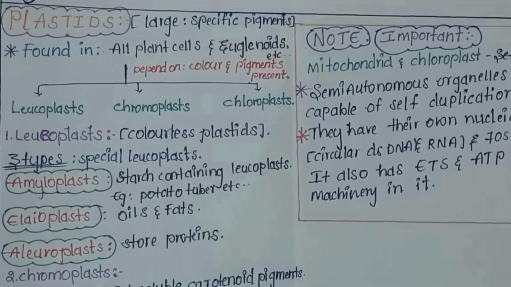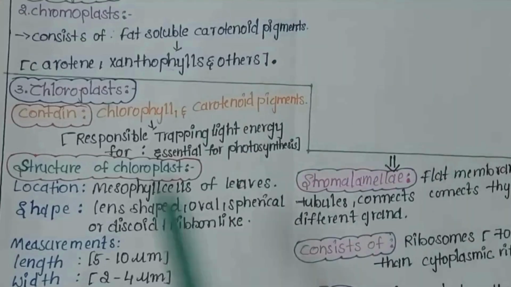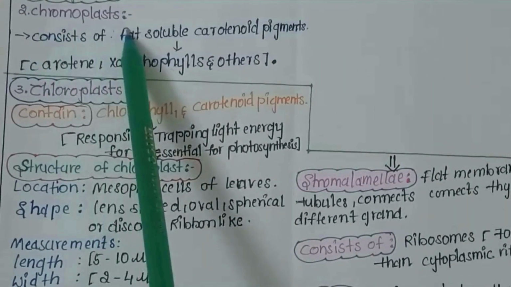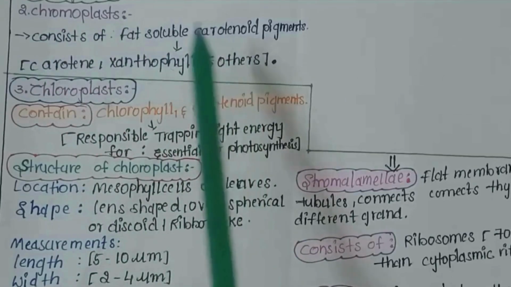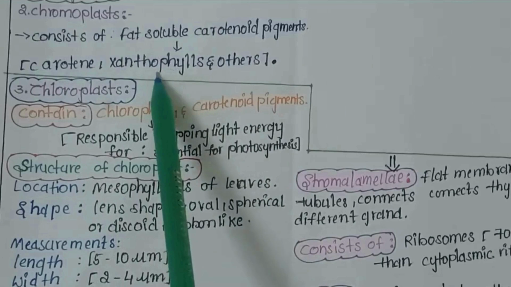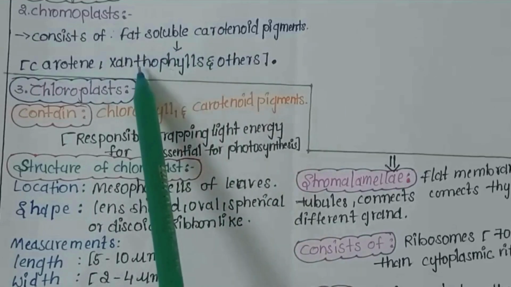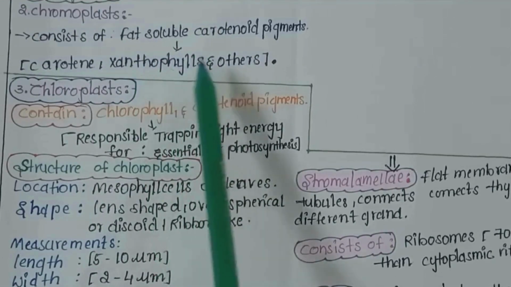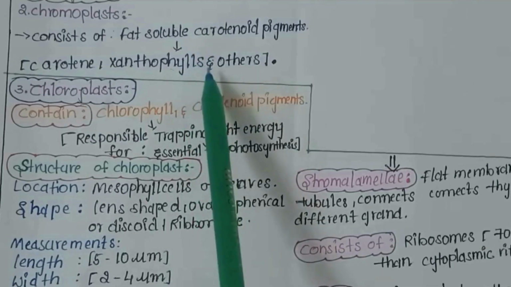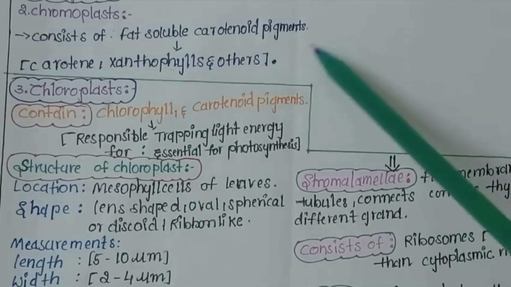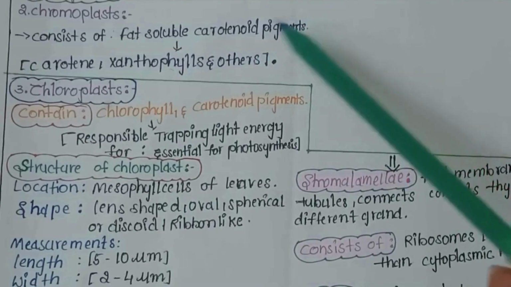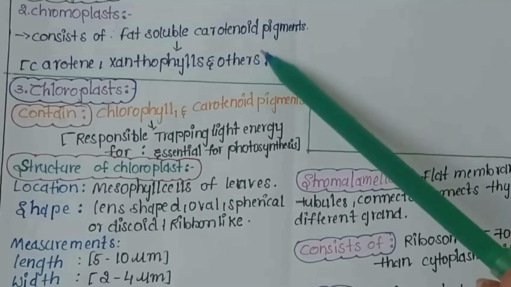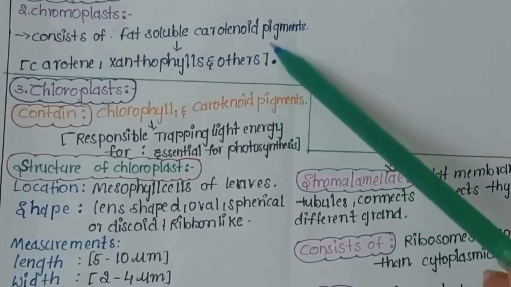These are of 3 types: amyloplast, which contains starch, for example in potato tuber; elaioplast, which stores oils and fats; and aleuroplast, which stores proteins. Coming to the chromoplasts, these consist of fat-soluble carotenoid pigments like carotene, xanthophyll, etc. These produce colors like yellow, orange or reddish orange in ripening fruits, because here the chloroplasts are transformed into chromoplasts, which give color to the ripening fruit.